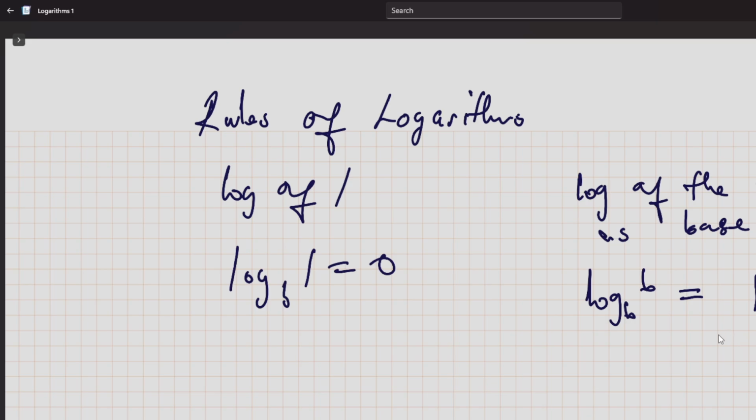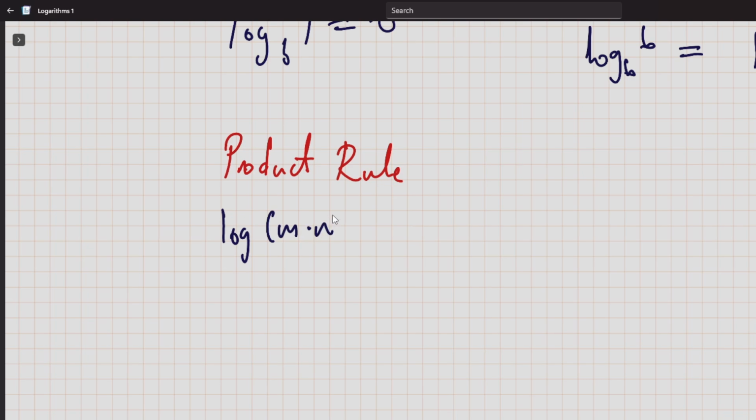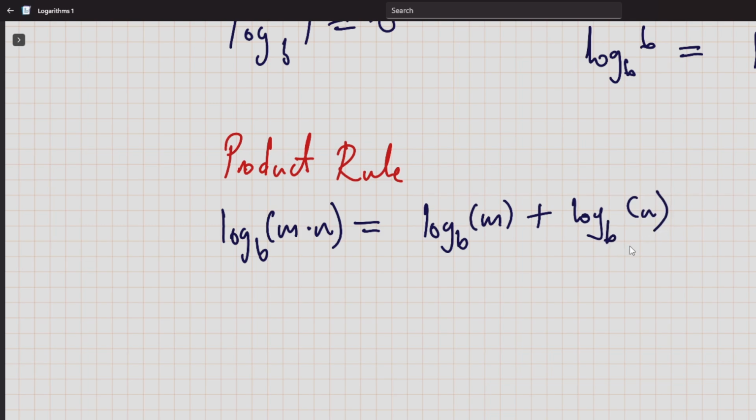We have the product rule. Let me scroll down just a little bit. So, product rule. The product rule states that the logarithm of m times n to base b is equal to the logarithm of m base b plus the logarithm of n base b.